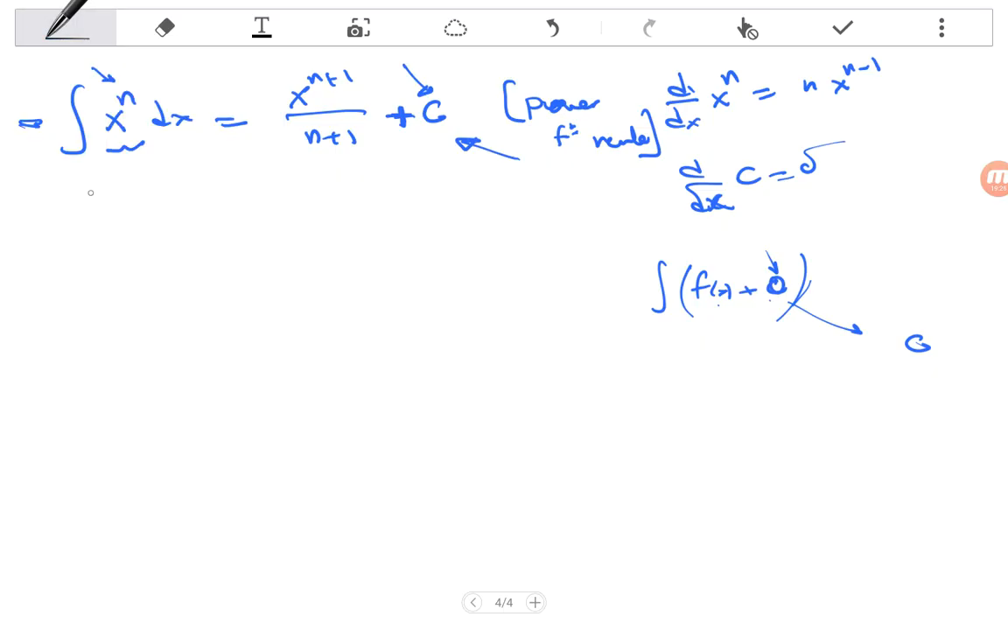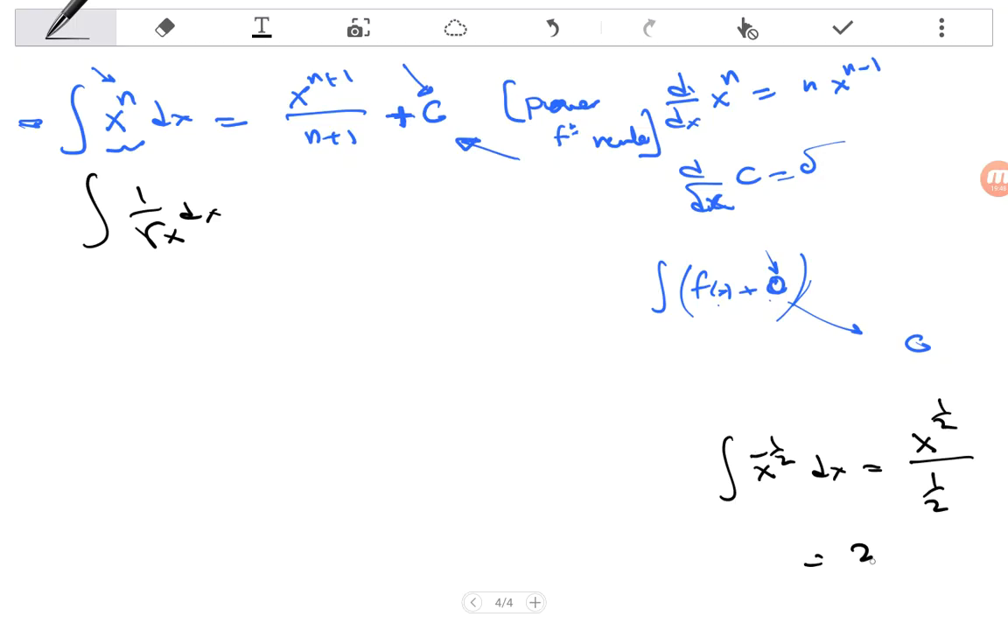A special case for integration of 1 over root x. 1 over root x is x power minus half. So what is the antiderivative of this function? Let's apply the rule. I will add 1 to the power, so it will be x power plus 1 half, over 1 half. That is exactly 2x power half, which is 2 root x.